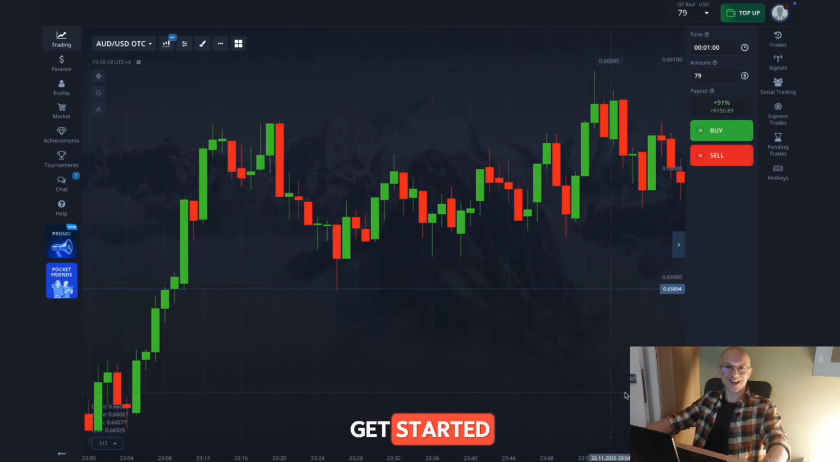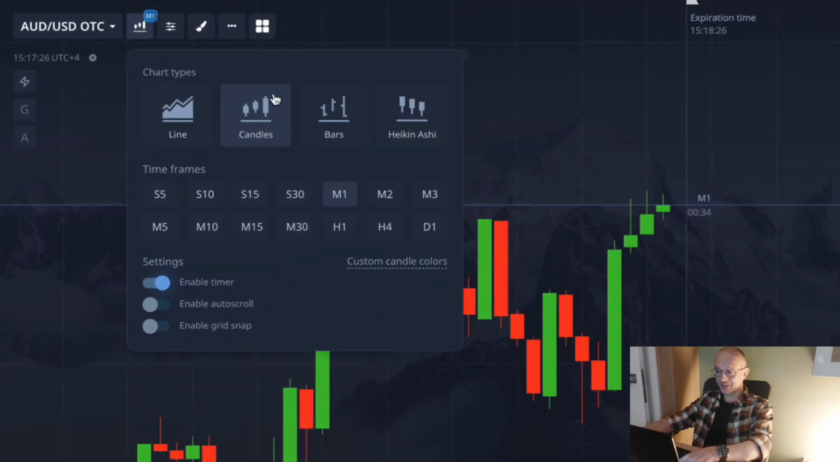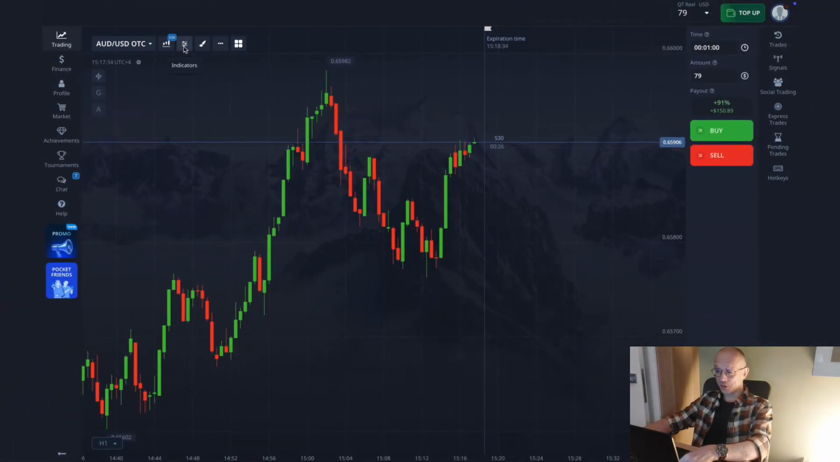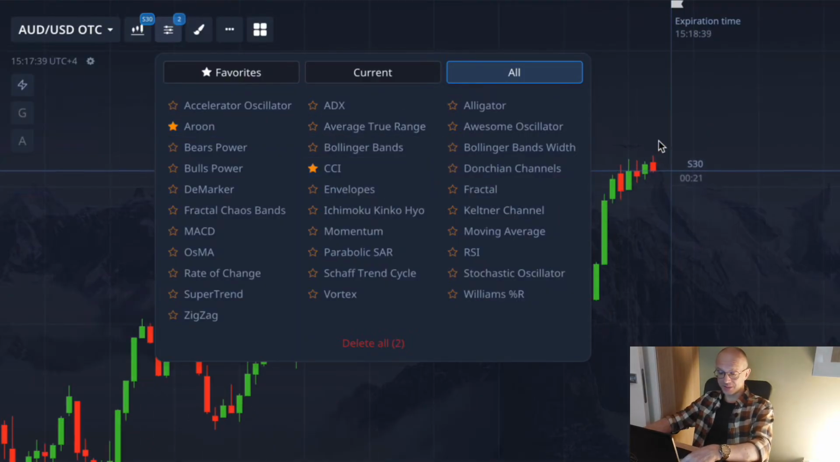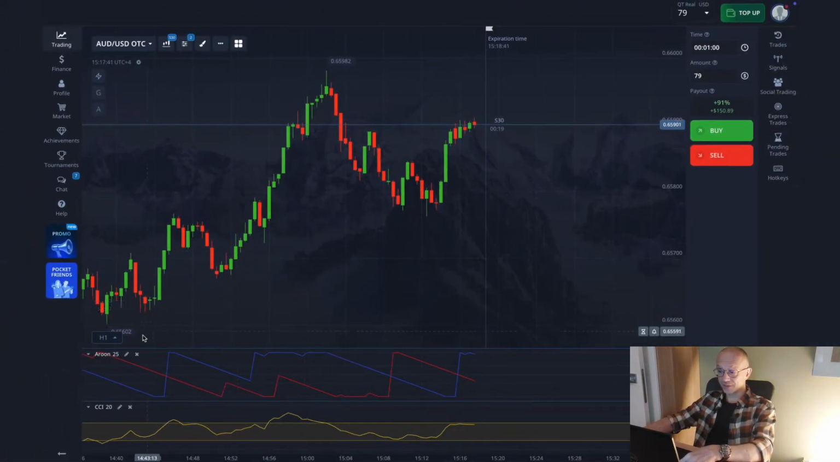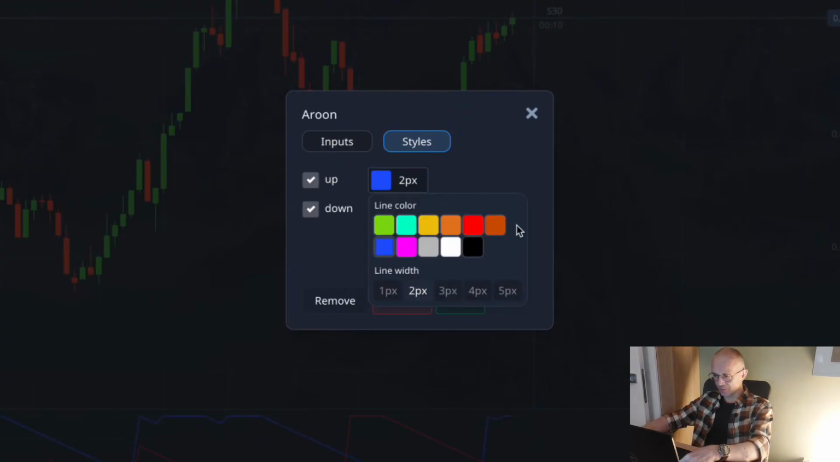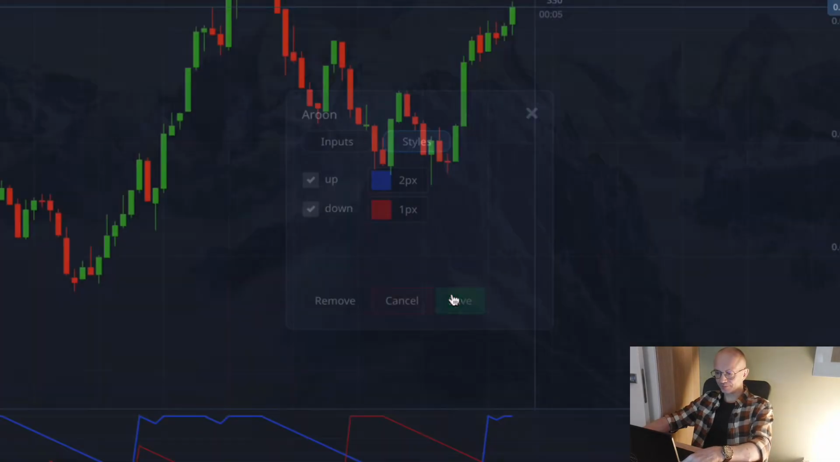So let's get started. First, let's prepare the tools for work. I'm setting classic candles and the time frame is 30 seconds. Let's go to the Indicators tab and select the Aroon and the CCI. Let's configure the Aroon first. Set the period to 20. We go to Style and set the width of the upline to 2 and save.